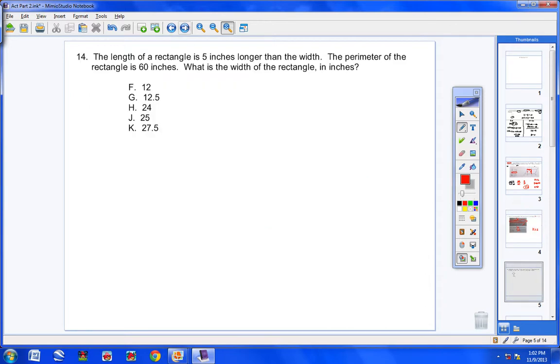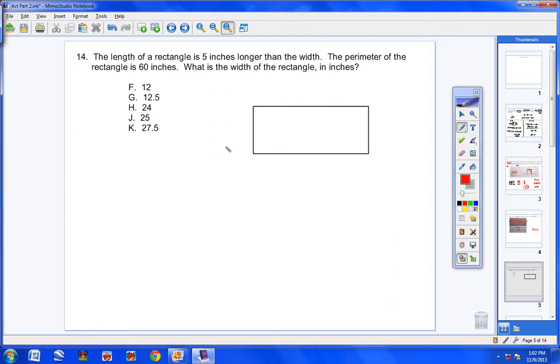All right, let's take a look here. The length of a rectangle is 5 inches longer than the width. The perimeter, that means counting all of the sides all the way around, the perimeter is 60. What is the width of the rectangle? Now, please don't freak out in the test. Remember our phrase, we work quickly, not hurriedly.